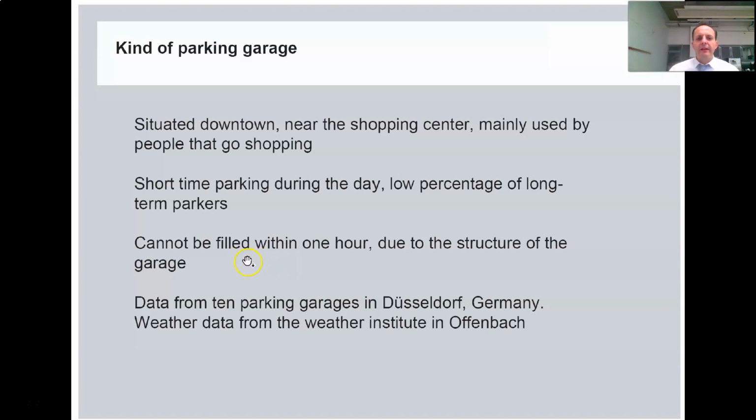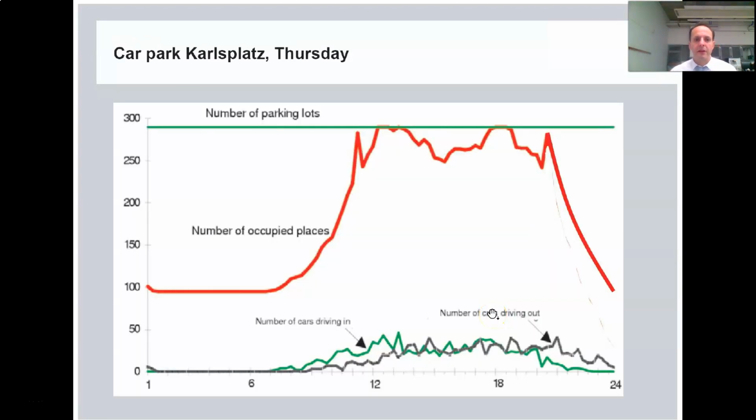It cannot be filled within 1 hour due to the structure of the garage. And we have data from 10 parking garages in Düsseldorf, Germany. So this also represents a real test case. And we have the weather data from the Weather Institute in Offenbach. So it means that we also have an integrated data information system.